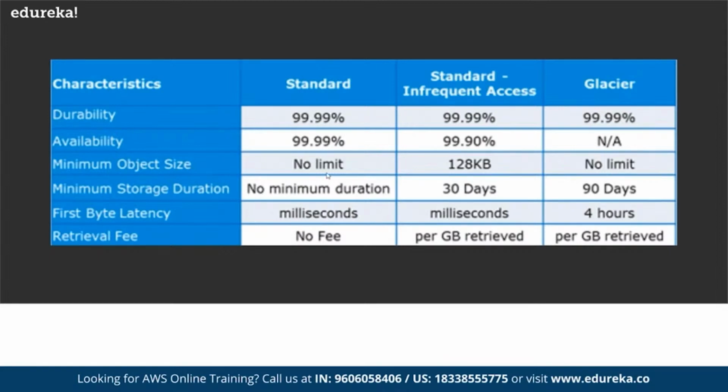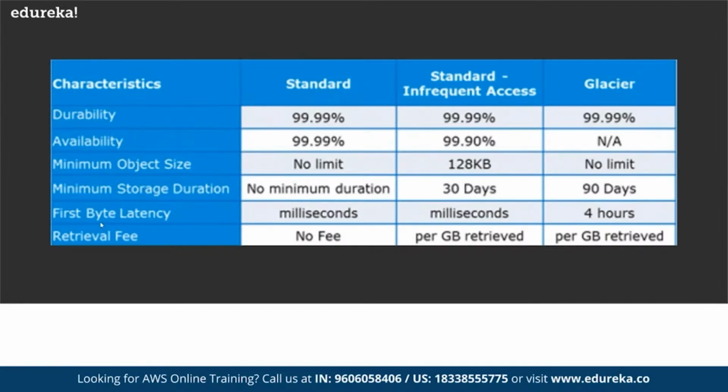Now in standard there is no limit on the minimum size of file that we can have. In infrequent access, we need to have files of at least 128 KB, right? And there's no limit for Glacier as well. In the same way, in terms of minimum storage duration, there's no minimum period required for standard, whereas for infrequent, we require storing the files for at least 30 days, and in Glacier, we need to store them for at least 90 days, right?